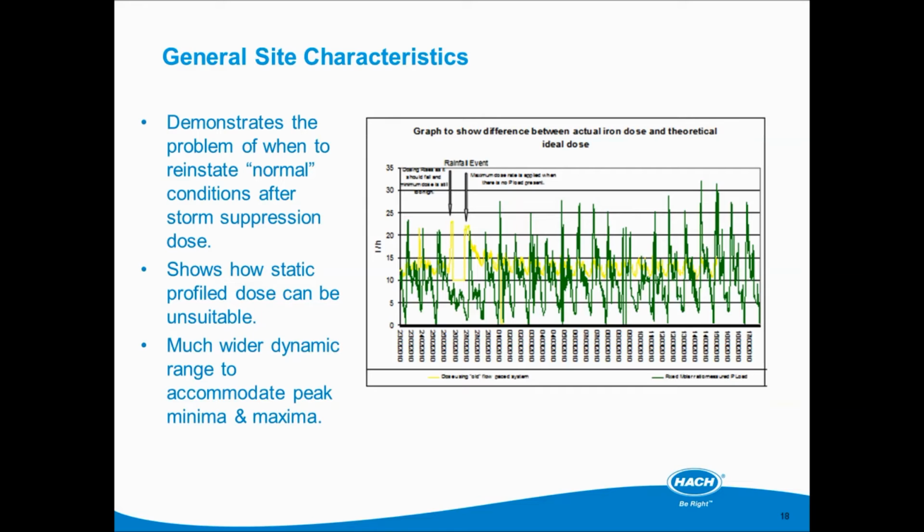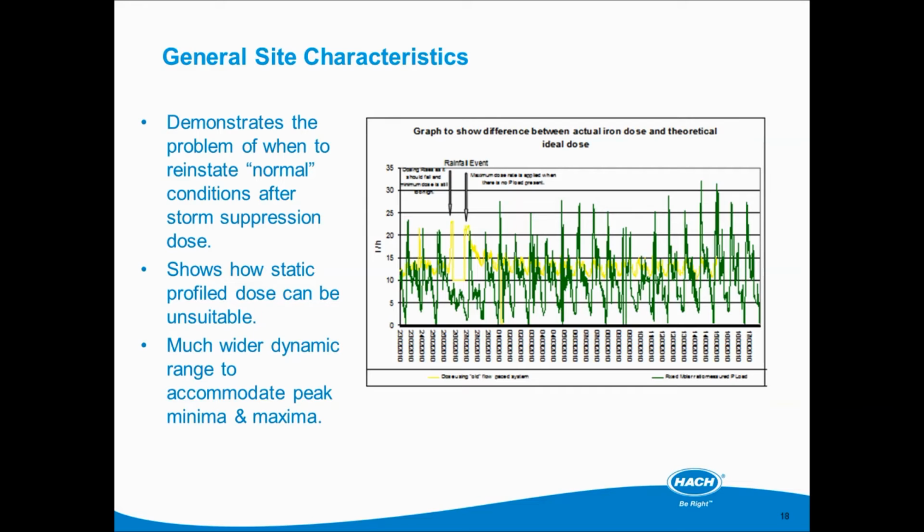Here we have a site using flow pace control for precipitant dose control. The region between the arrows shows a rain event. The yellow line is the precipitant dose and the green line the phosphorus load. As the increased flow caused by the rain event enters the works, the flow pace system increases the precipitant dose according to its pre-programmed profile. After a period, the system switches to a storm suppression dose of 10 litres per hour, which is still too high when you consider the load to be treated.